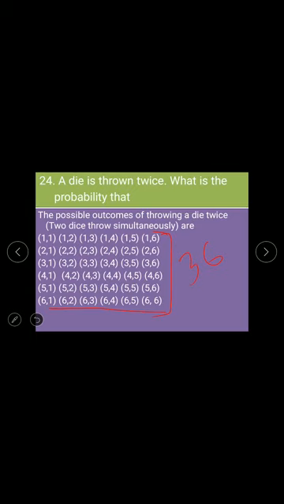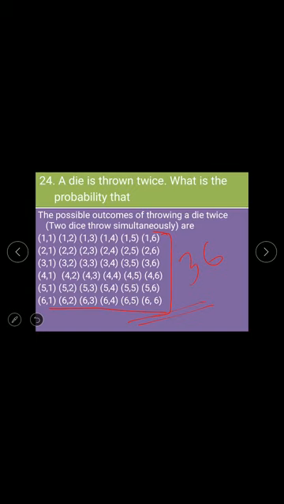So when you throw two dice together, or when you throw a die two times, what are the possible outcomes? How many are there? Make this clear, and remember this one. Yes, 36 possible outcomes are there. Clear? Then look at the first question.